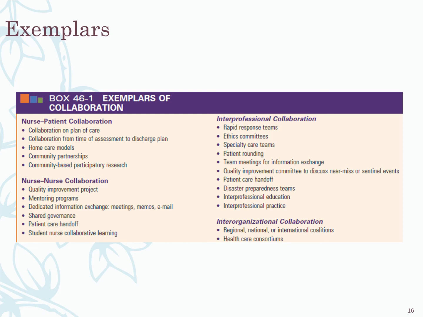Exemplars, as mentioned earlier: nurse-patient collaboration, collaboration on plan of care, collaboration from time of assessment to discharge, home care models, community partnerships, community-based participatory research, nurse-nurse collaboration, quality improvement project, mentoring programs, dedicated information exchange, meetings, memos, emails, shared governance, patient care handoff, student-nurse collaborative learning, interprofessional collaboration, rapid response teams, ethics committees, specialty care teams, patient rounding, team meetings for information exchange, quality improvement committees to discuss near miss or sentinel events, patient care handoff, disaster preparedness teams, interprofessional education, interprofessional practice, and inter-organizational collaboration, regional, national, or international coalitions, and healthcare consortiums.